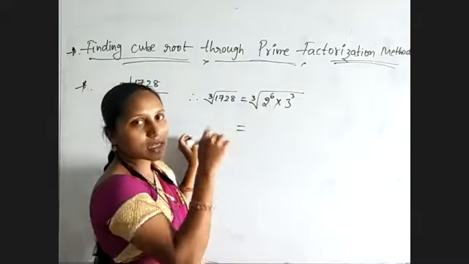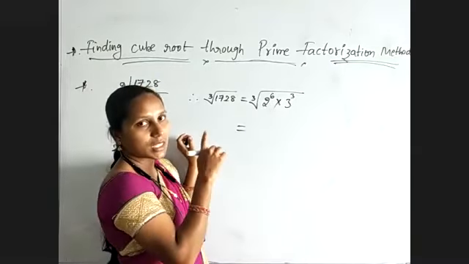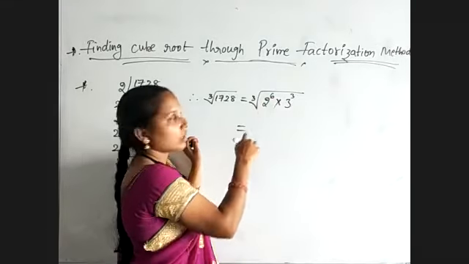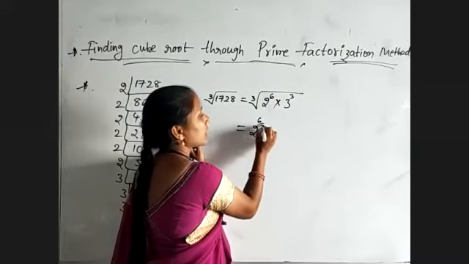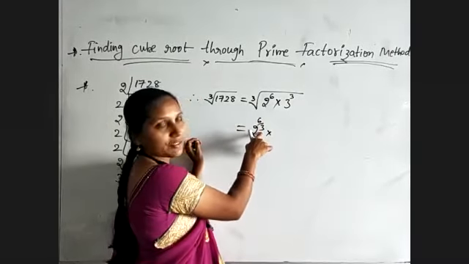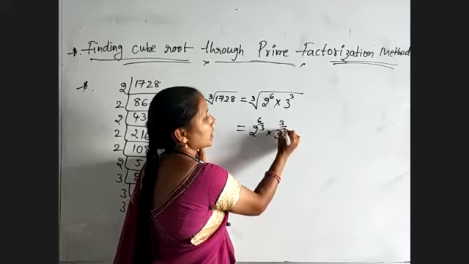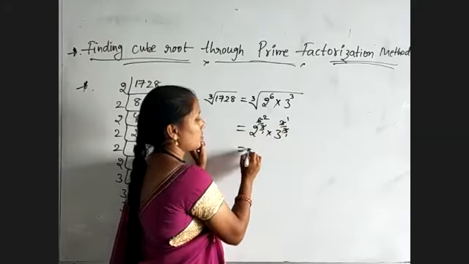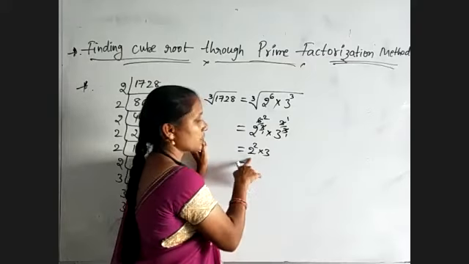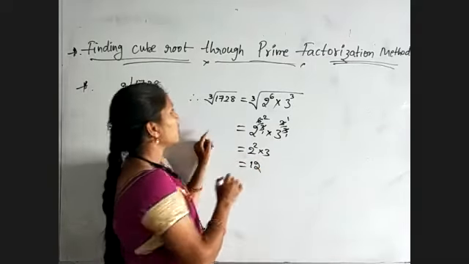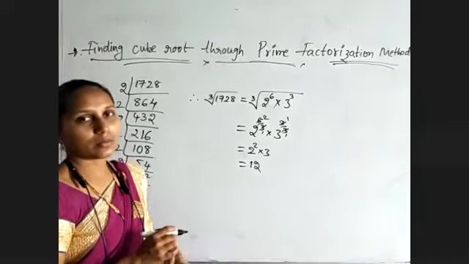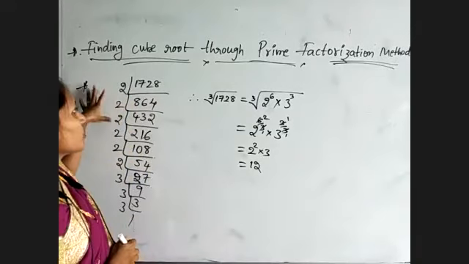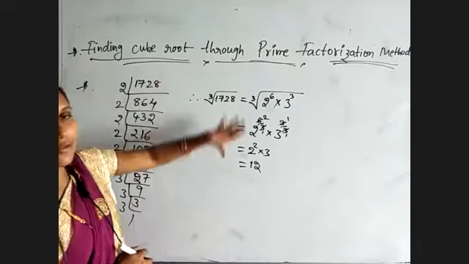2 power 6 by 3 is nothing but 3 ones are 3, 3 twos are 6. So we will get 2 squared. And 3 by 3 means we will get 3 power 1. That is 2 power 6 by 3 into 3 to the power of 3 by 3. So 2 squared into 3. 2 squared is 4. 4 threes are 12. The cube root of this number is 12. Okay. So this is the way to find the cube root of the given number by using the prime factorization method.